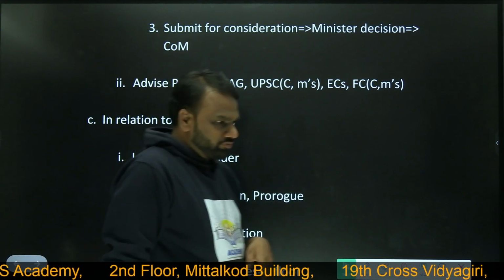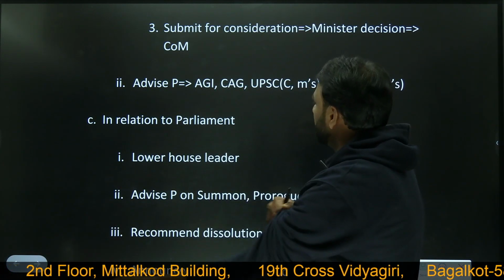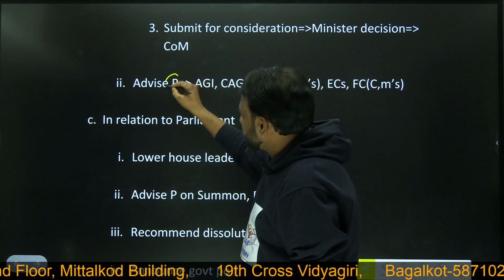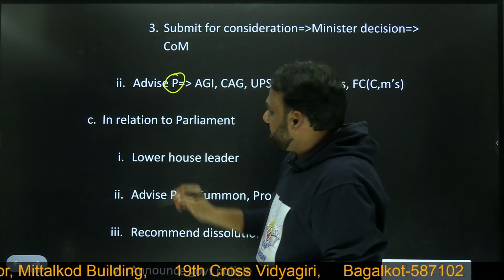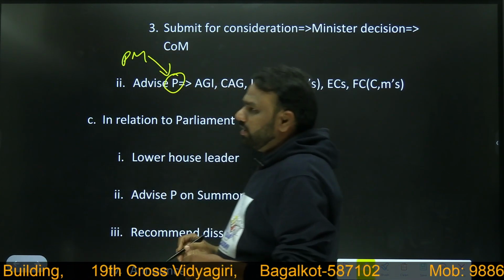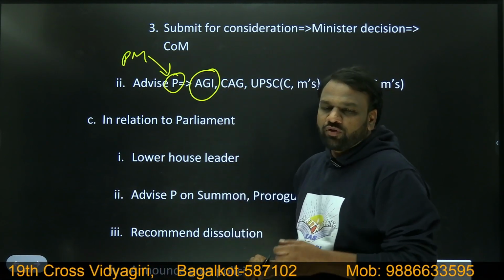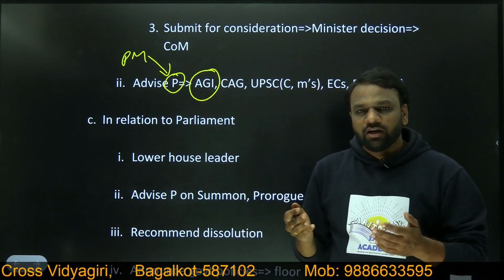Next, what are the other powers? So P is President. Prime Minister will advise President with respect to the appointment of Attorney General of India. So we have already seen Attorney General of India is what?